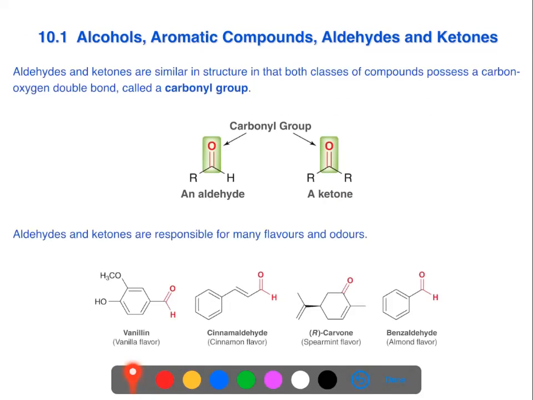Now let's switch to aldehydes and ketones. What's similar about aldehydes and ketones is they both contain the carbonyl group, the carbon double bond oxygen. The only difference between an aldehyde and a ketone is the nature of the substitution to the carbon of the carbonyl. So when there are 2 R groups to either side of that carbonyl carbon, we refer to that as a ketone, whereas if we have 1 R group and a hydrogen attached to that carbonyl, we refer to that as an aldehyde.